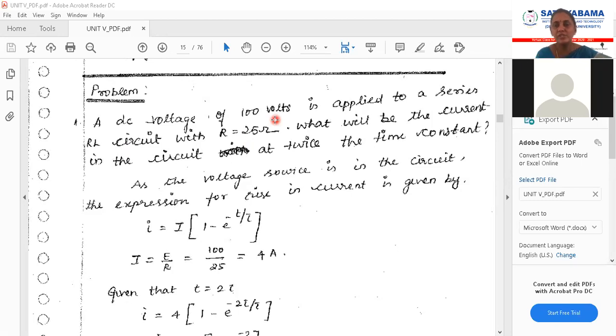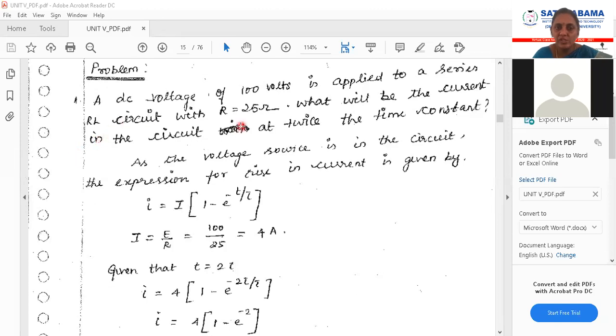The procedure will be as we have done in the derivation. You have to write the equation for KVL, take Laplace, solve by partial fractions, then take inverse Laplace, and find out the current value. Okay, this is the procedure. Now check here, this is a simple question. A DC voltage of 100 volts is applied to a series RL circuit with R equal to 25 ohms.